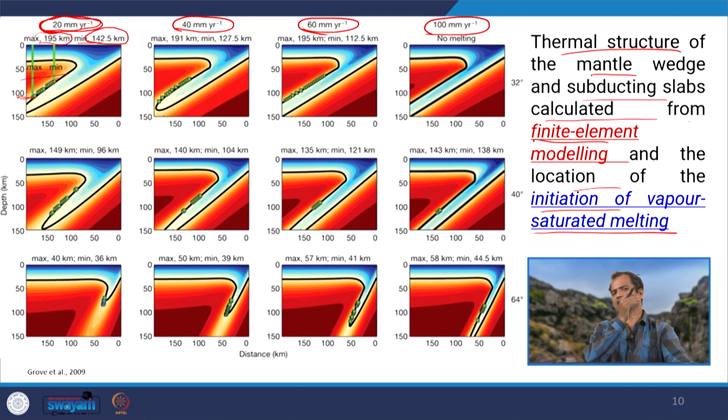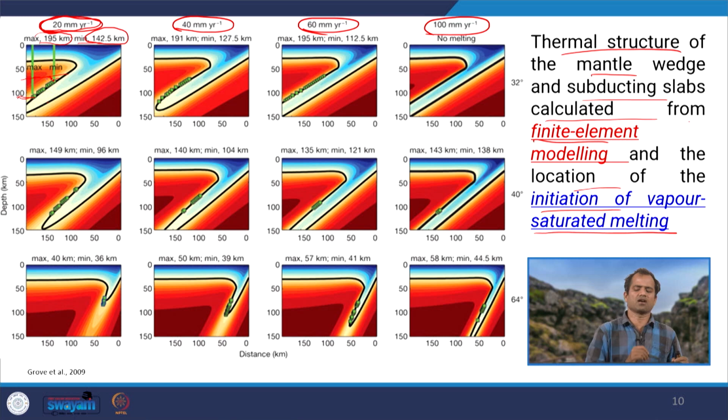So, if the rate of subduction is slow, it is getting a longer time to exchange heat from the surroundings. So, that is why at a lower depth, vapor melting starts in the mantle. If we increase the rate of subduction, for example, shifting from 20 millimeter per year to 40 millimeter per year, here you see the minimum is 127.5 kilometer and the maximum is 191 kilometer.